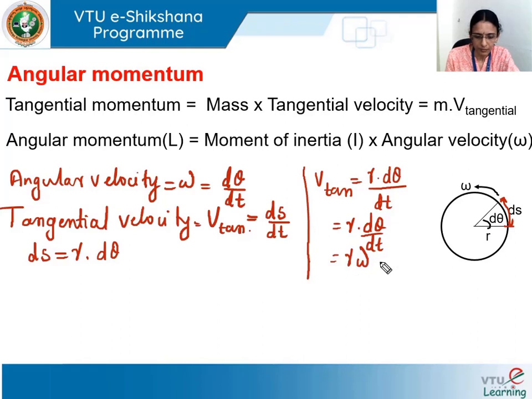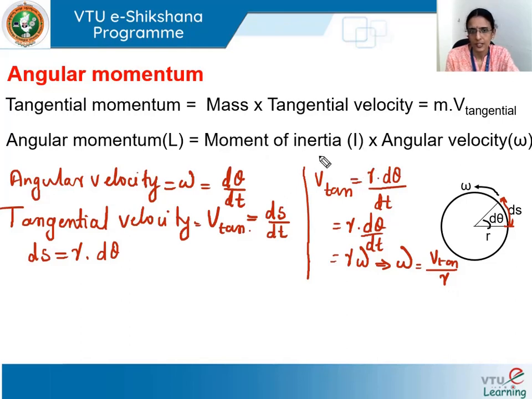If tangential velocity is r omega, we can write that angular velocity omega is equal to v tangential divided by the radius of the wheel. That is the relation between tangential velocity and angular velocity. Tangential velocity is the radius multiplied by angular velocity, or angular velocity is equal to the tangential velocity divided by the radius.